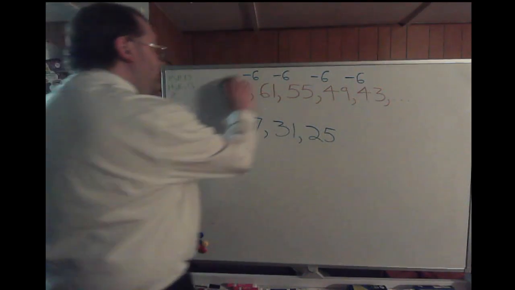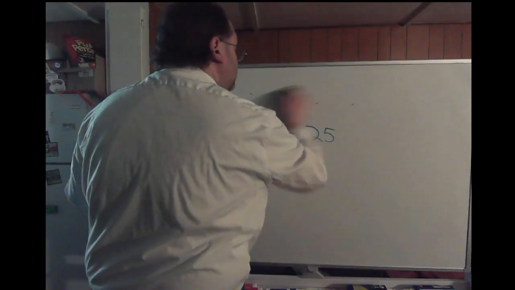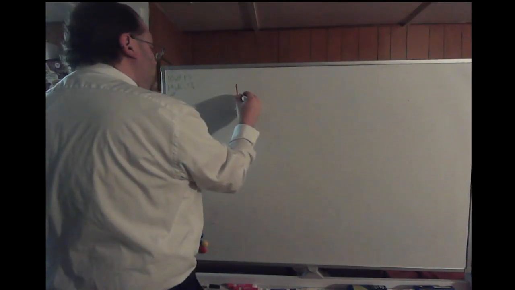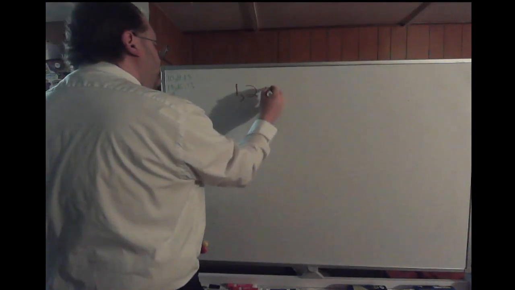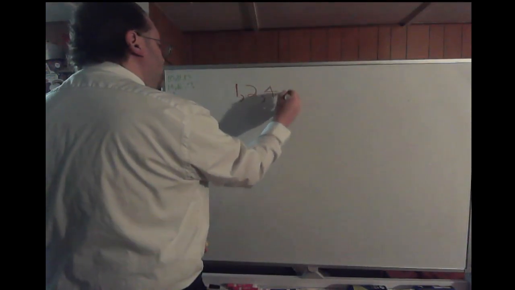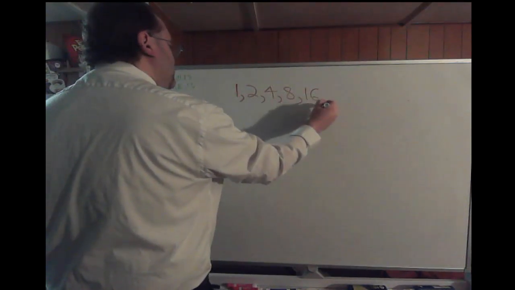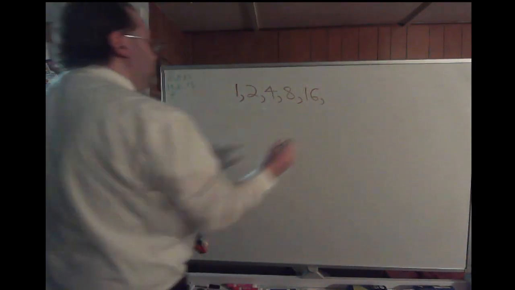So those so far are addition and subtraction examples. Now let's throw another type of list at you here. Let's see. 1, 2, 4, 8, 16. Then it just keeps on going.